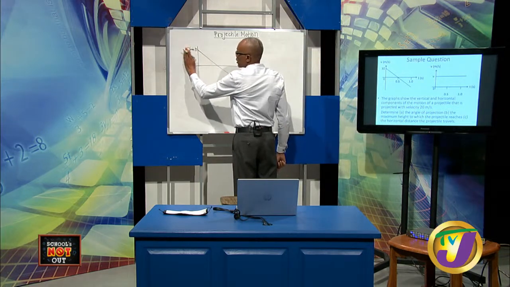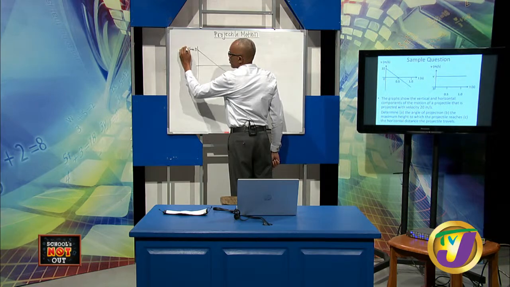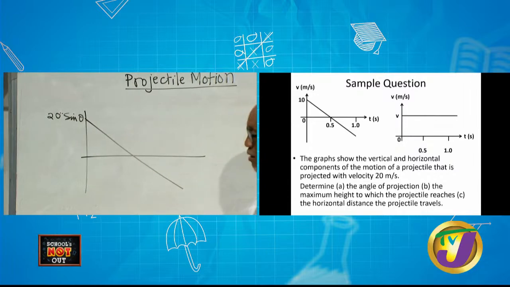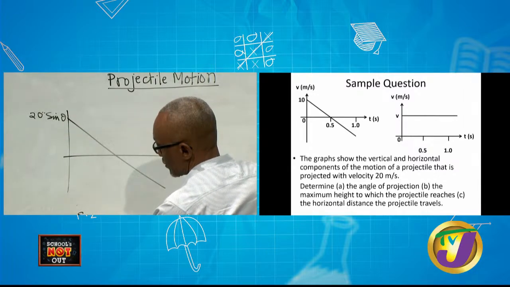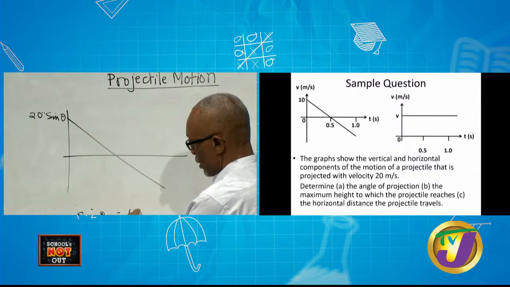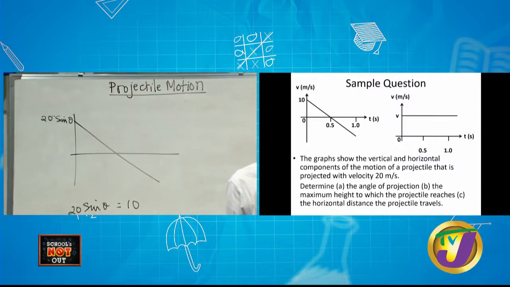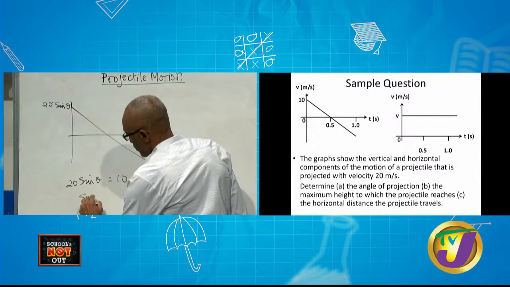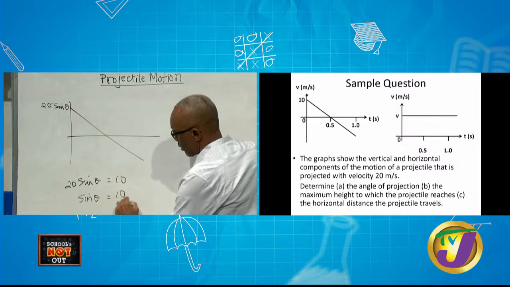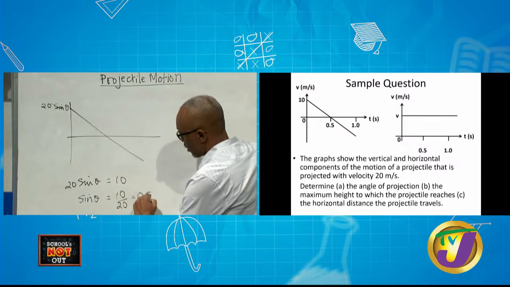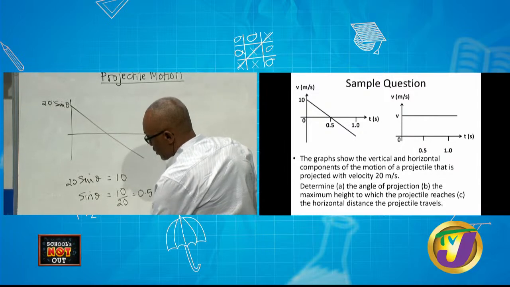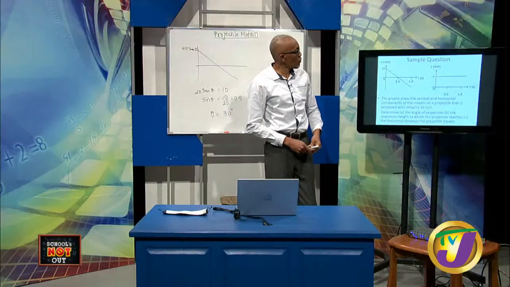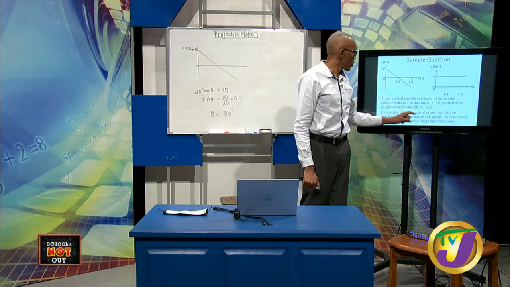So for this particular question, this would be 20 sine theta. But on the graph, we can write that 20 sine theta is equal to 10, because on this graph this value is 10. So sine theta would be equal to 10 over 20, and that would be 0.5. And sine inverse of 0.5 would be 30 degrees. So the angle of projection based on this would be 30 degrees.